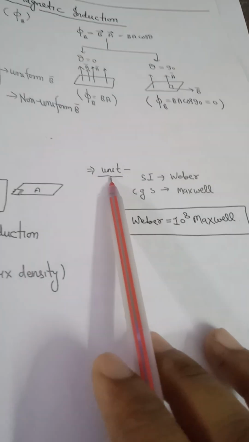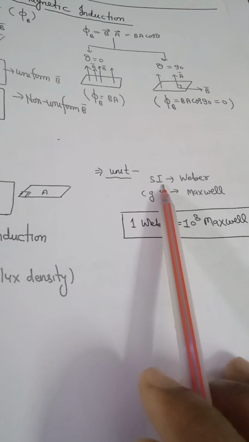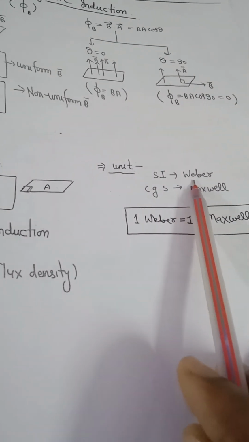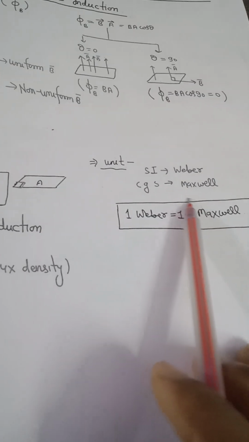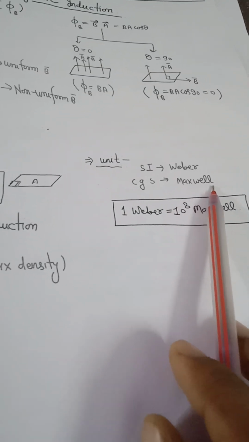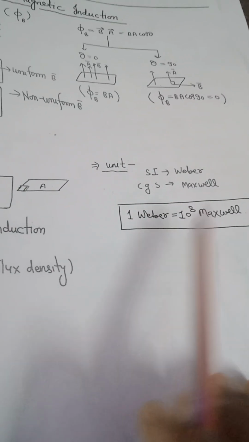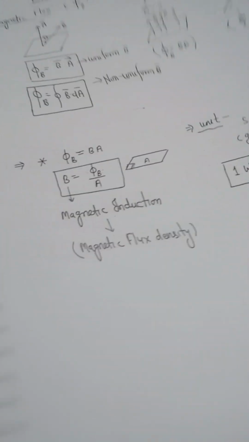And we will discuss the unit in SI. Its unit is Weber, and in CGS its unit is Maxwell. So 1 Weber is equal to 10 to the power 8 Maxwell.